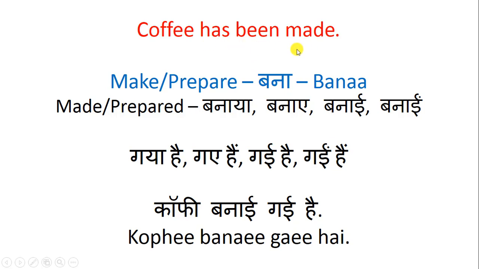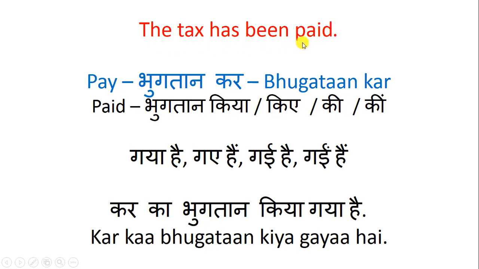Okay, next. The tax has been paid. So pay is bhugatan kar in Hindi. So paid, the past form of pay, is bhugatan kiya, bhugatan kiye, bhugatan ki or bhugatan ki. Now this is for masculine singular. This is for masculine plural. This is for feminine singular. And this is for feminine plural.